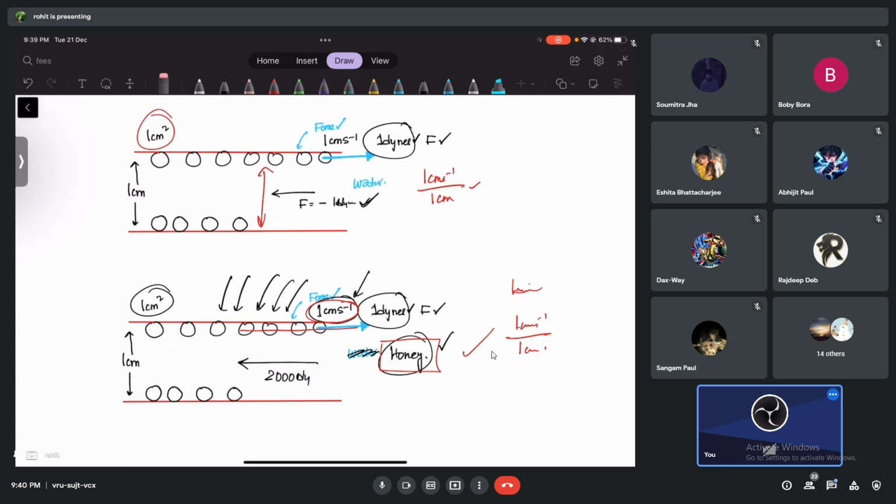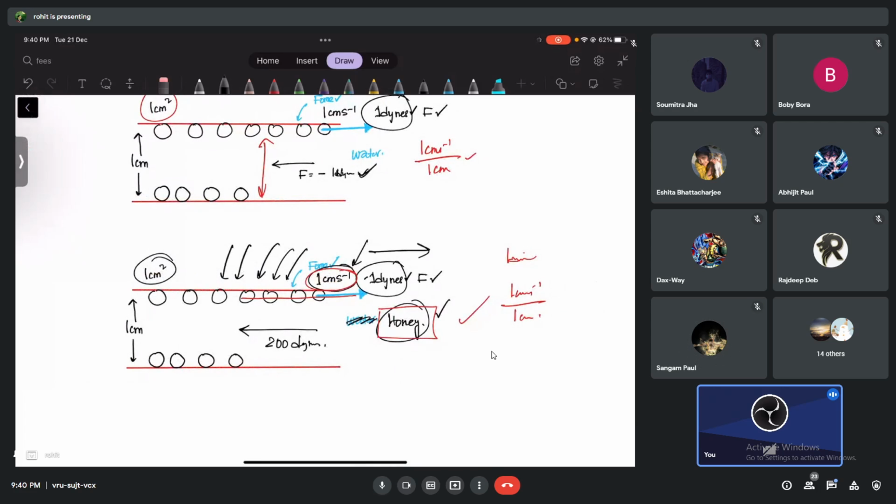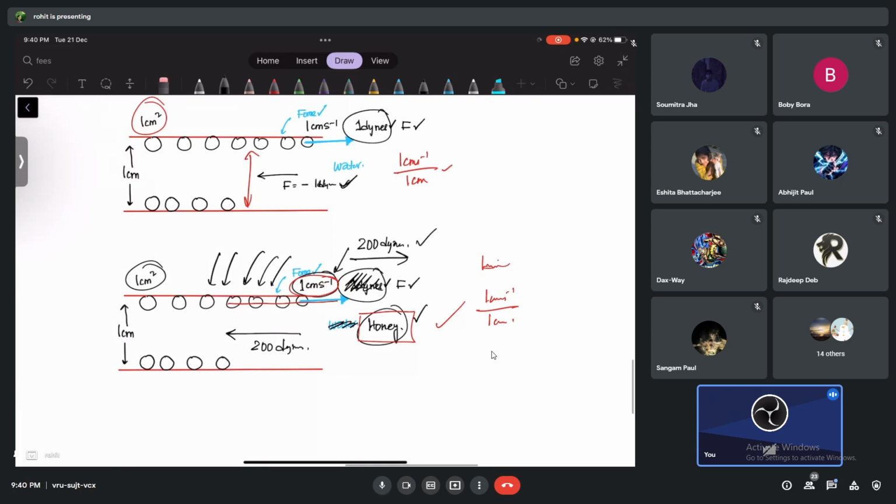So now you think and tell me, does it make sense now what I'm saying? Okay, I cannot apply 1 dyne here this time. If I want this topmost layer to move with 1 centimeter per second just like the water, I have to apply 200 times stronger force in honey compared to water. I think now it's making sense. Are you clear? And that's why I'm going to conclude now.